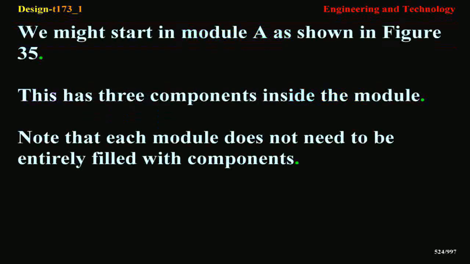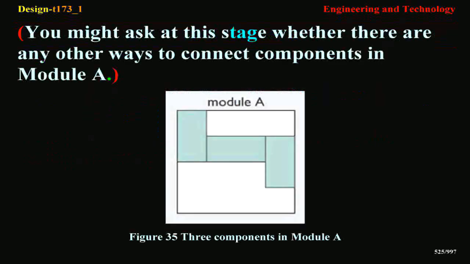We might start in Module A as shown in Figure 35. This has 3 components inside the module. Note that each module does not need to be entirely filled with components. You might ask at this stage whether there are any other ways to connect components in Module A. Figure 35, 3 components in Module A.